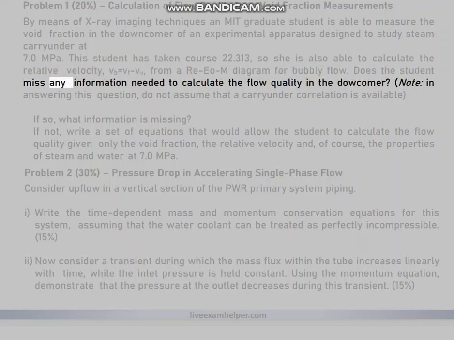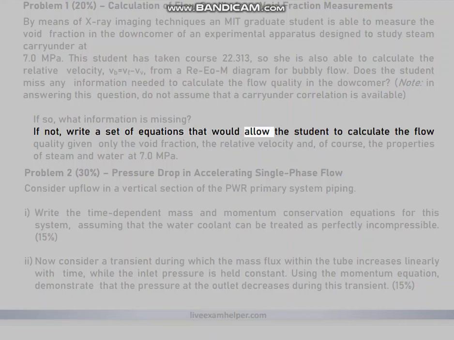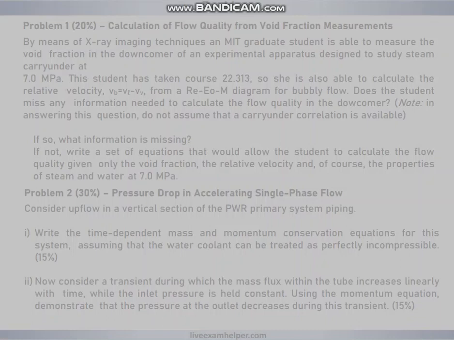Does the student miss any information needed to calculate the flow quality in the downcomer? Note, in answering this question, do not assume that a carry-under correlation is available. If so, what information is missing? If not, write a set of equations that would allow the student to calculate the flow quality given only the void fraction, the relative velocity and, of course, the properties of steam and water at 7.0 MPa.